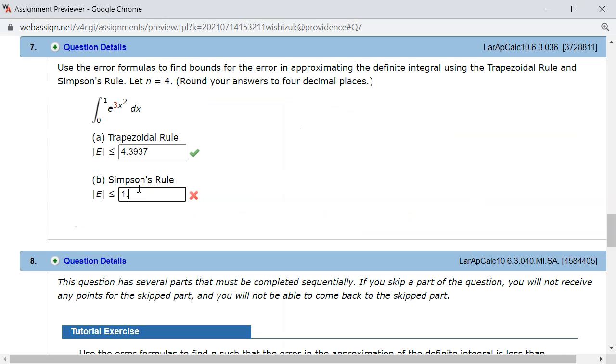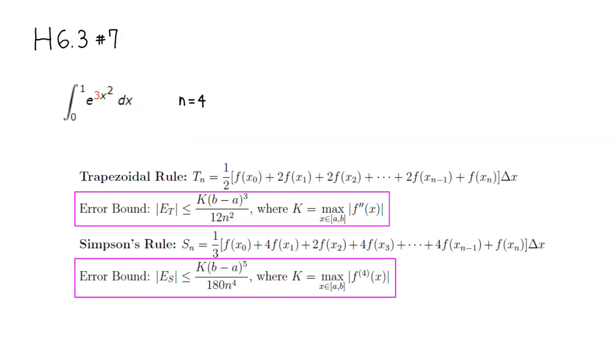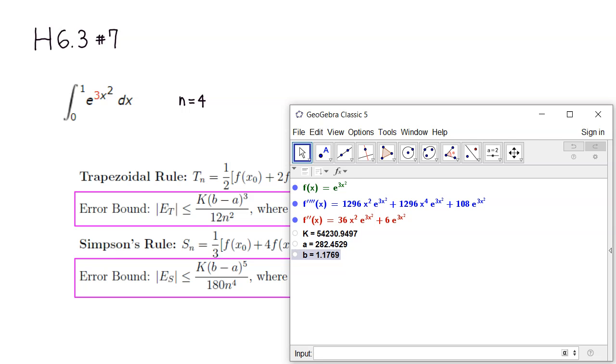1.1769. Let's check the answer. I came back and looks like we got part B correctly as well. That's it. I hope that this was clear.